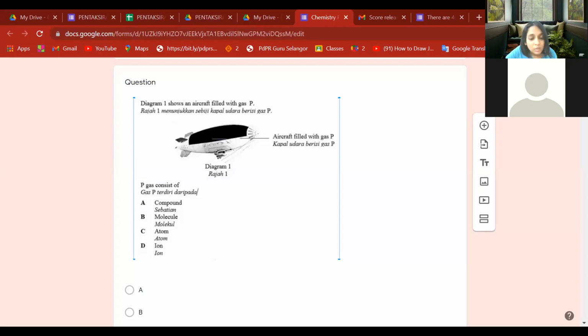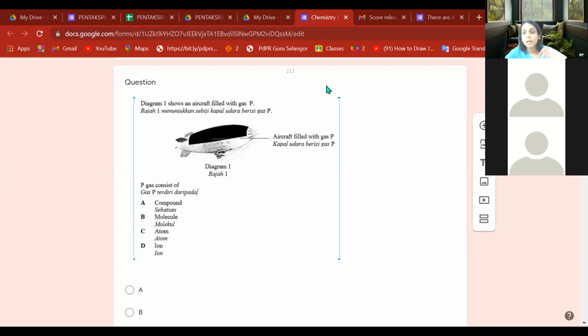Helium. Very good, yes, it's helium. Now, can I find helium in the periodic table? Yes. If I can find anything in the periodic table, usually it's an element, and elements are usually atoms. So question number 1, the answer is C.